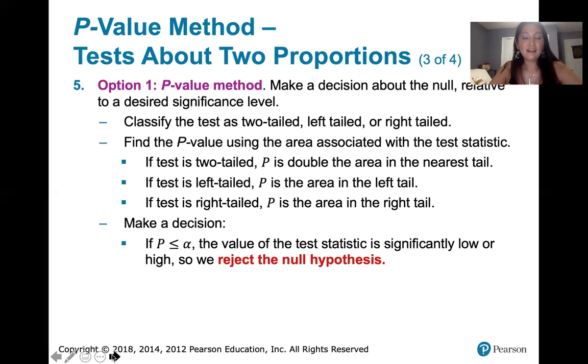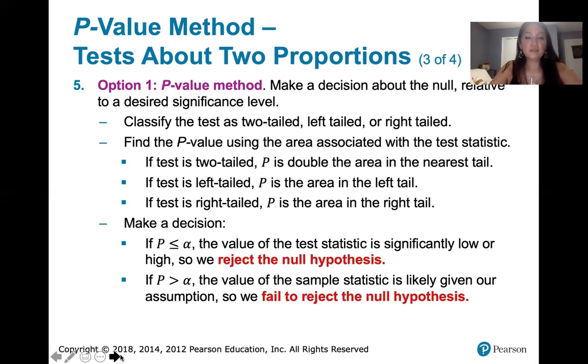So we're saying that that value of the test statistic is highly improbable, given that our null hypothesis is true. But if it's actually happening, maybe our null hypothesis isn't true. So we're going to reject the null hypothesis. Now, if p is greater than alpha, then that value of the sample statistic that we have from our sample is likely to occur due to chance, given our assumption that the null hypothesis is true. So we can't accept the null hypothesis, but at this point we can say, I fail to reject the null hypothesis.